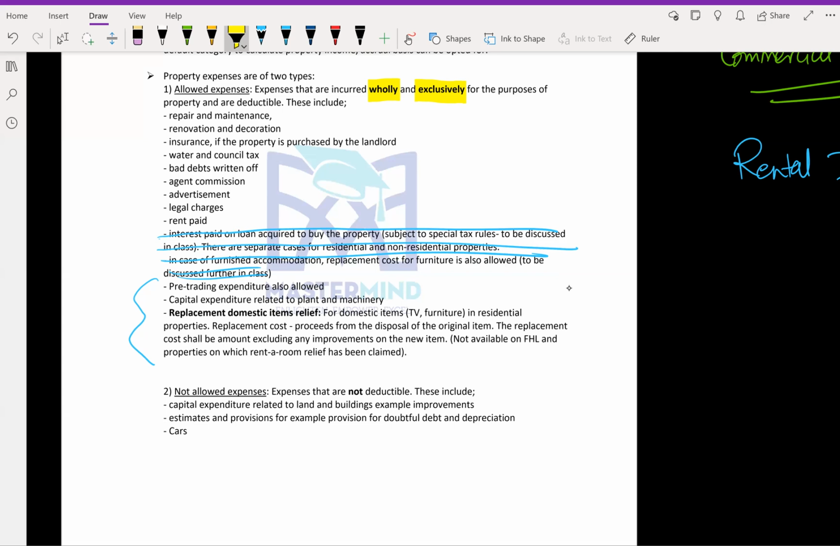Simple. Now I want you to read this, and then we'll move on to the lower part. Interest paid on loan acquired to buy the property. We'll ignore this totally right now. I'll come to this later on. Okay.